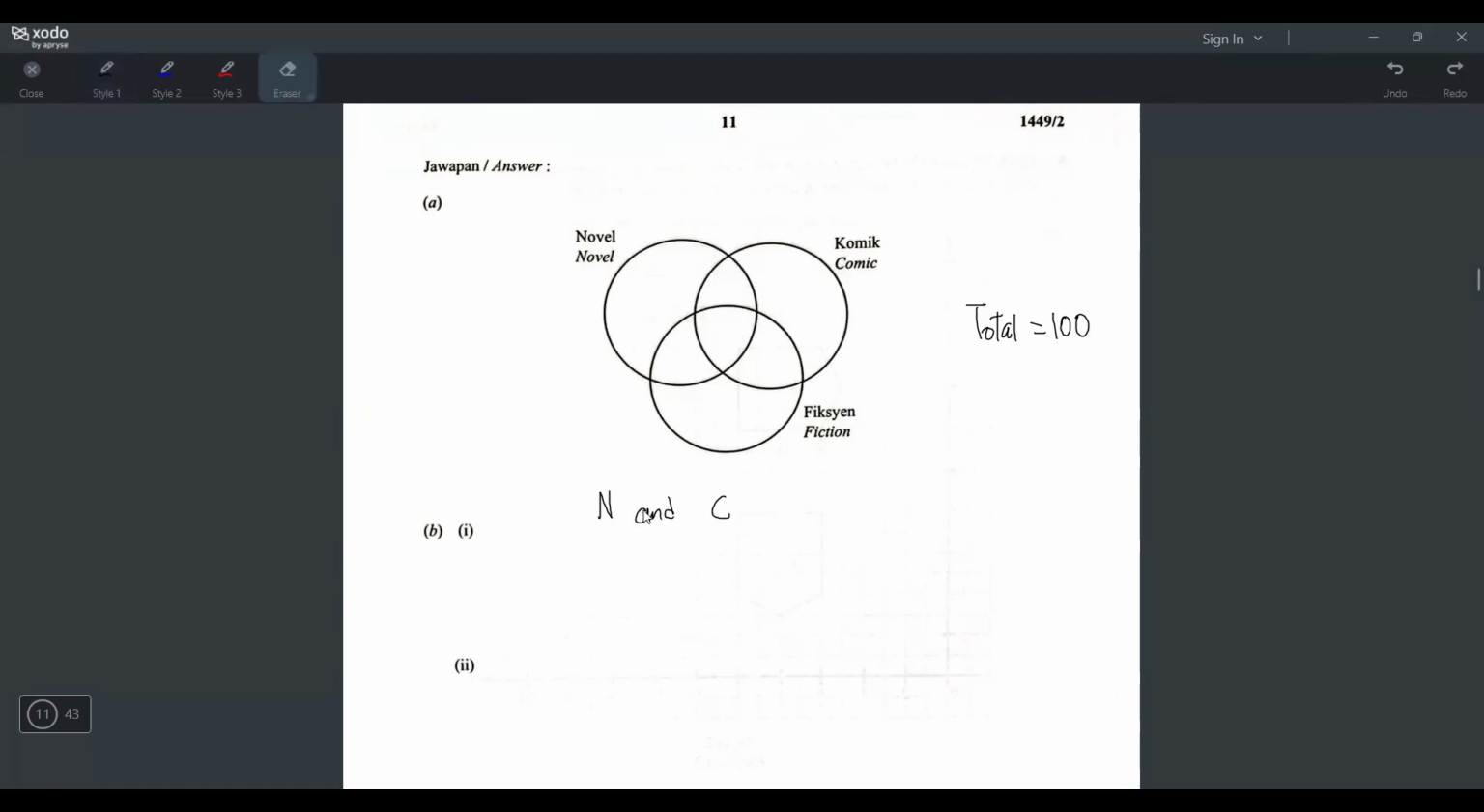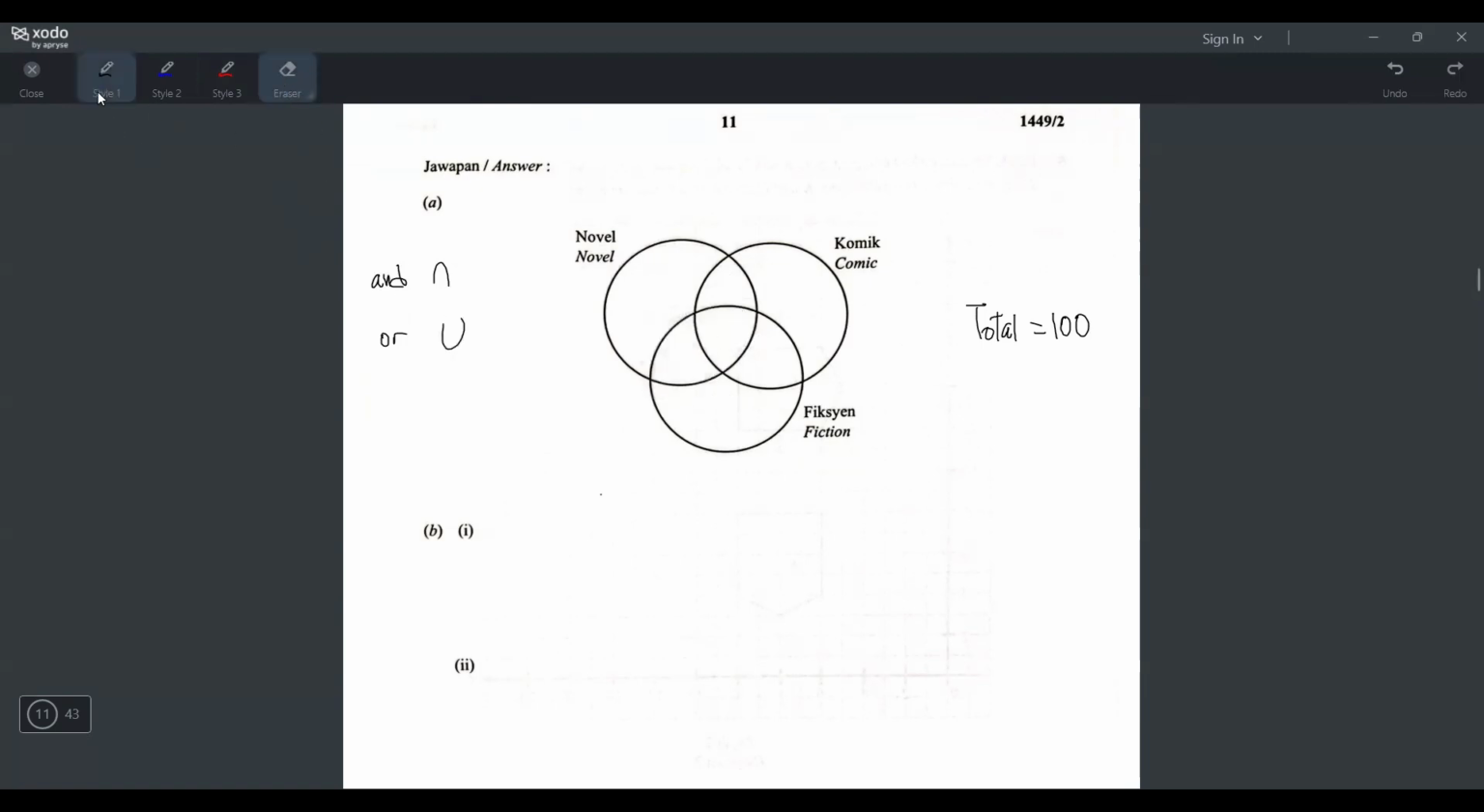Okay, let me give another example. What if I say this region right here? Can you tell me this region is what and what? Novel and fiction. Oh, and by the way, and means intersect, or means union, right? So this region is the intersection of novel and fiction, right? But what if I ask you like this? This region is what? Novel and fiction only. Okay, let's try one more time.